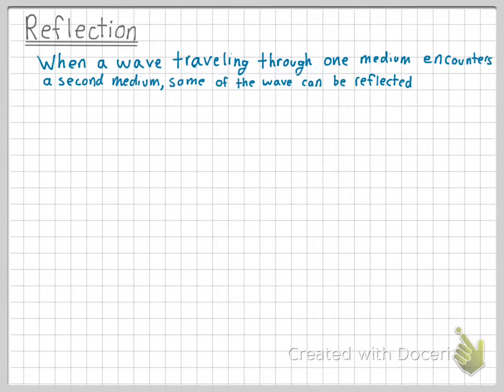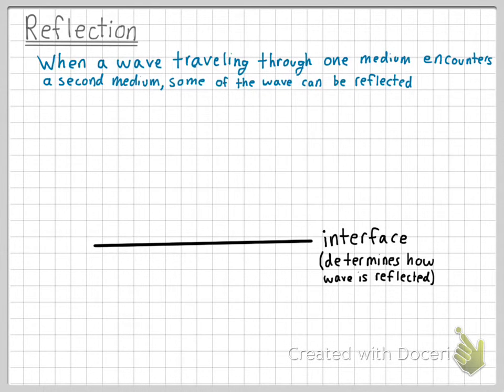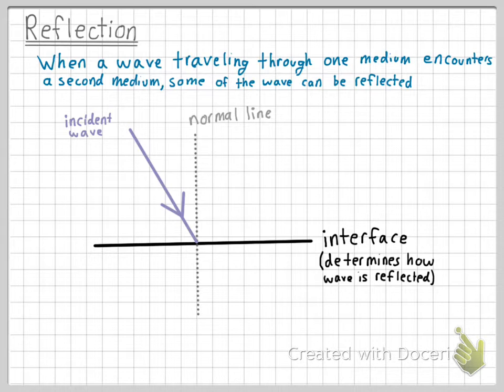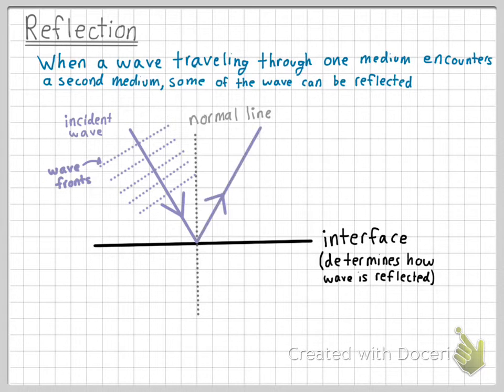Whenever we discuss reflection, we have a few key terms that we will use. An interface is the boundary between two different objects, and the properties of the interface determine how the wave is reflected. A normal line is perpendicular to the interface, and we will use this to find the angles the waves are reflected. Let's assume that we have a wave coming into the interface, and we are going to call this the incident wave. The incident wave is a plane wave, so we can assume that the wave fronts look like this. The incident wave is then reflected off of the interface, and this is called the reflected wave, which is also a plane wave.